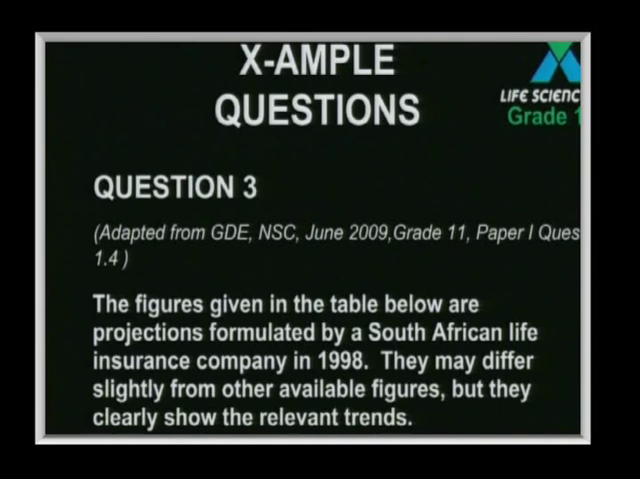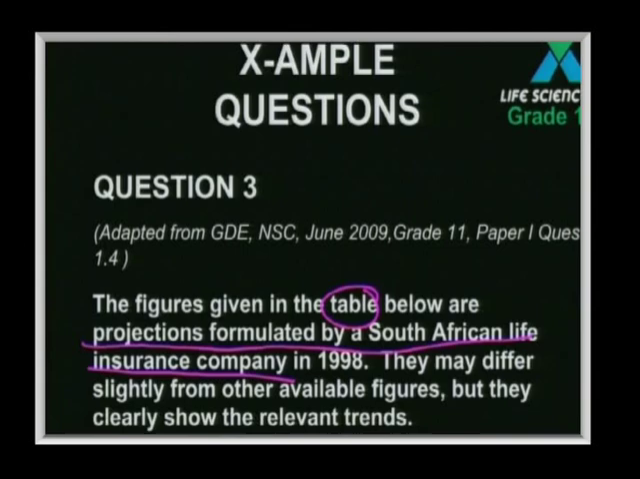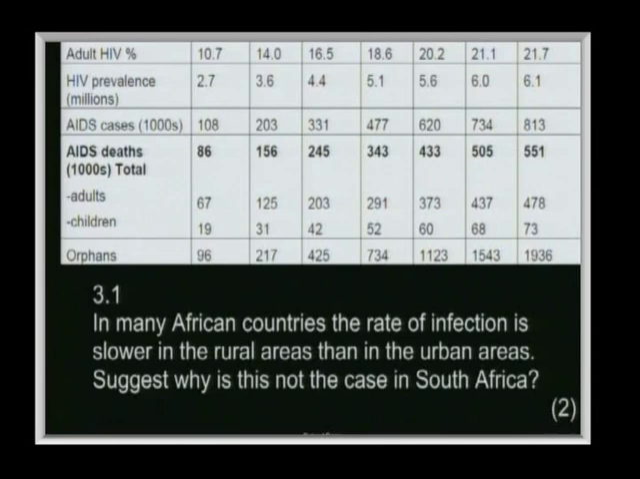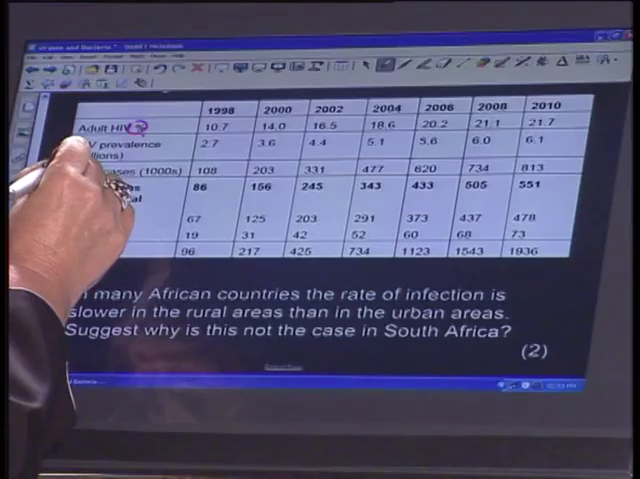Question 3, we are going to be dealing with a table, and it involves projections formulated by a South African life insurance company. A projection is a possible estimation of figures in future. They may differ slightly from other available figures, but they clearly show the relevant trends. And then we are given a table with a lot of data in. We are given adult HIV percentage across a number of years. There's the HIV prevalence in millions across the same years.